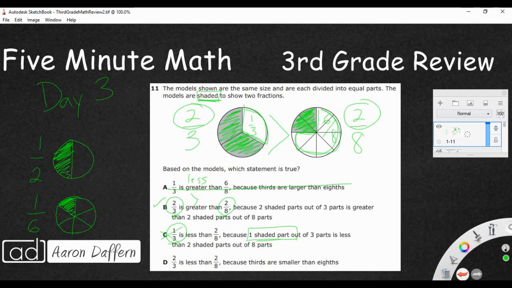And then 2/3 right here, this big 2/3, is less than 2/8. So it's the shaded parts, but it's got the wrong fraction. 2/3 is definitely not less than 2/8. It's greater than 2/8. So our answer is going to be B. So let's put that away.